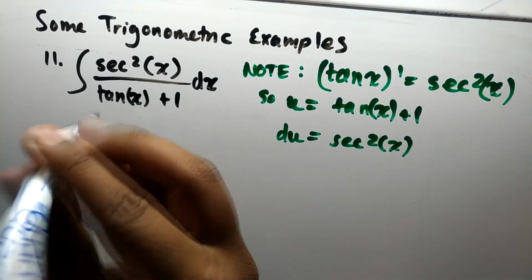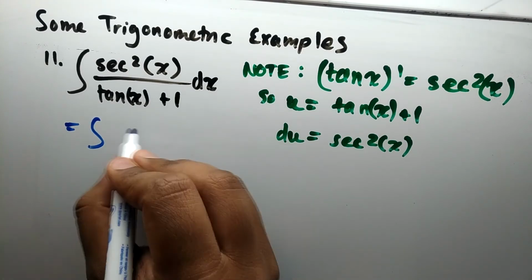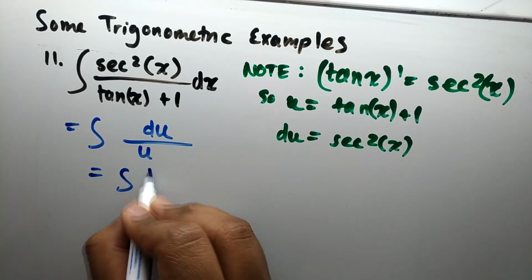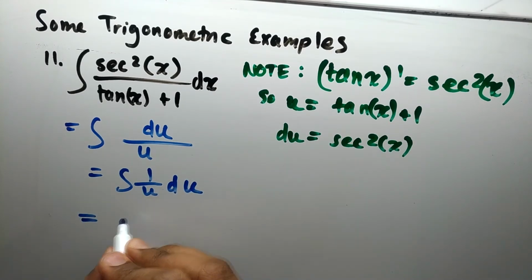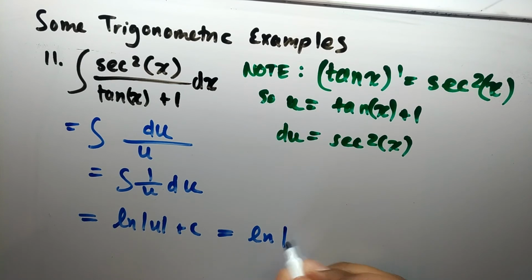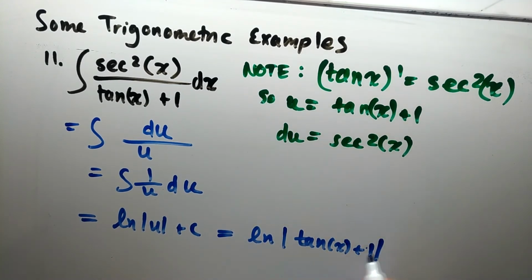And then we can just substitute that back into our integral. So it's just going to be 1 du over u, which is just 1 over u times du. That's just ln u plus c, and put the u back in, and it's just ln of the absolute value of tan x plus 1, plus c.